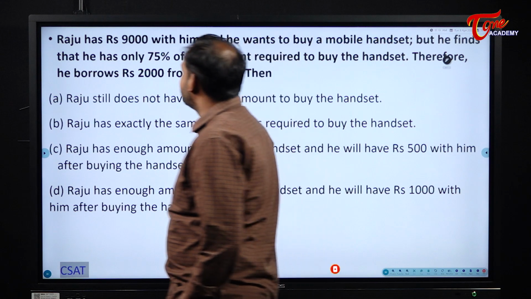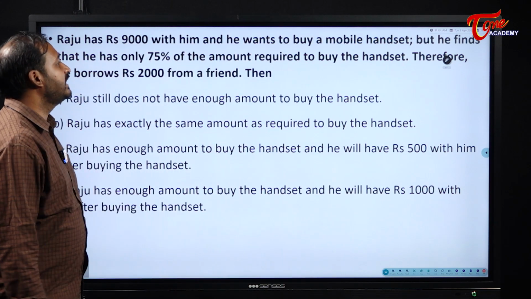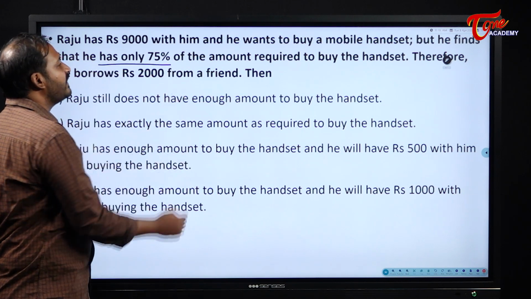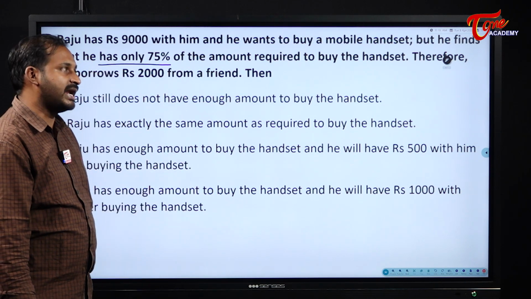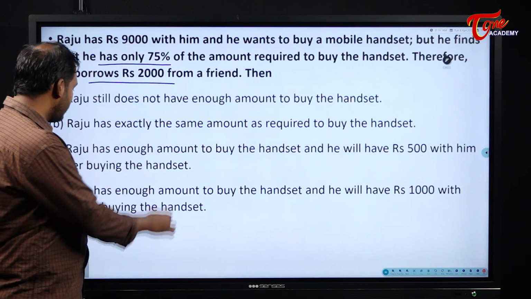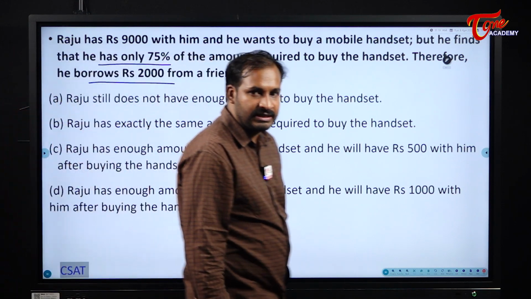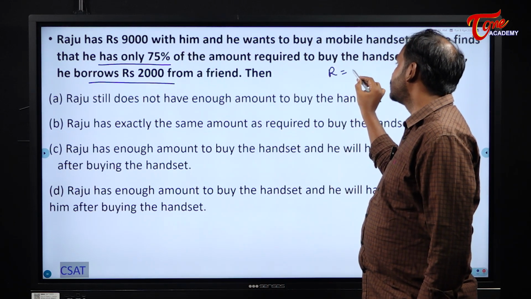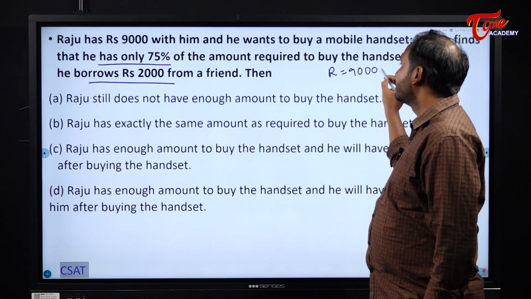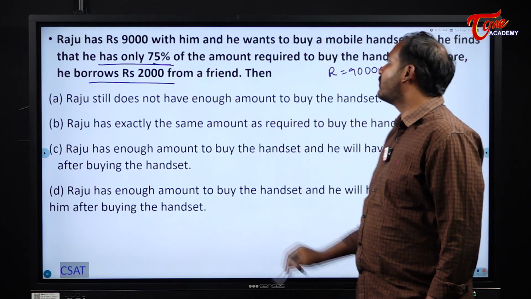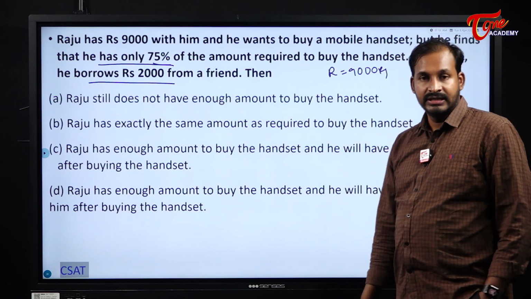Raju has rupees 9,000 with him and he wants to buy a mobile handset, but he finds that he has only 75% of the amount required to buy the handset. Therefore, he borrows 2,000 from a friend. Then they have given us some conditions. Now, first of all, see here, what is the amount he has? Raju has 9,000 rupees with him and he wants to buy it, but he finds that he has only 75% of the amount required to buy the handset.